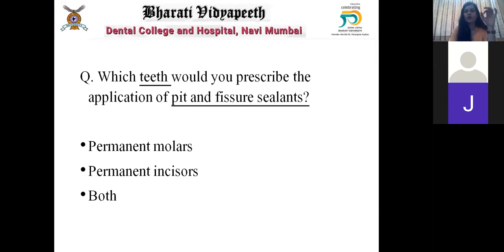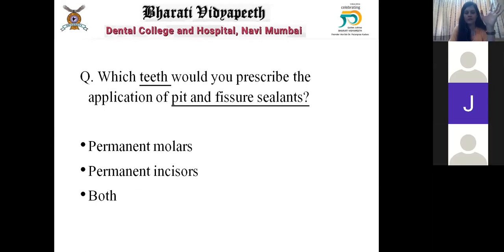Next question. Which teeth would you prescribe the application of pit and fissure sealants? Permanent molars, incisors? You all have to wait for me to finish. So I'm going to go again right from the top. I'm teaching you patience also, along with dentistry. So which teeth would you prescribe the application of pit and fissure sealants?